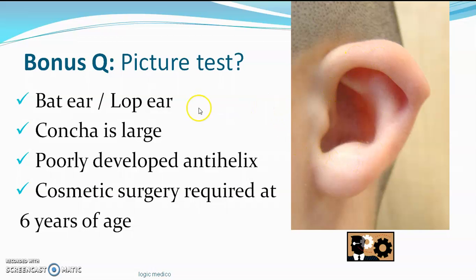It's called bat ear or the lop ear. Okay, concha is large, helix is well developed, but the anti-helix is not developed. Cosmetic surgery at the age of 6.